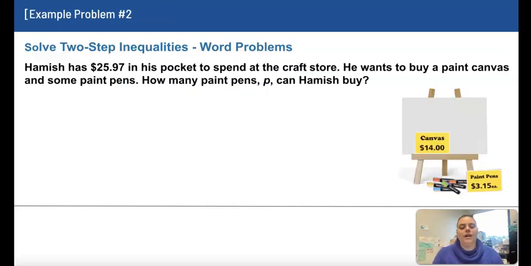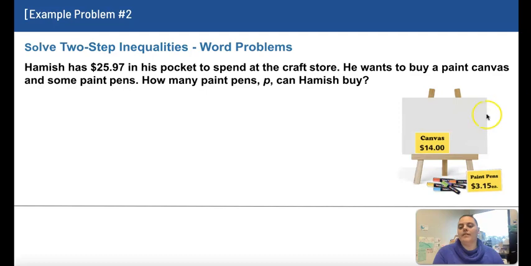Let's take a look at a problem with word problems and see how to write an inequality and then solve it. Hamish has $25.97 in his pocket to spend at the craft store. He wants to buy a paint canvas and some paint pens. How many paint pens, P, can Hamish buy?